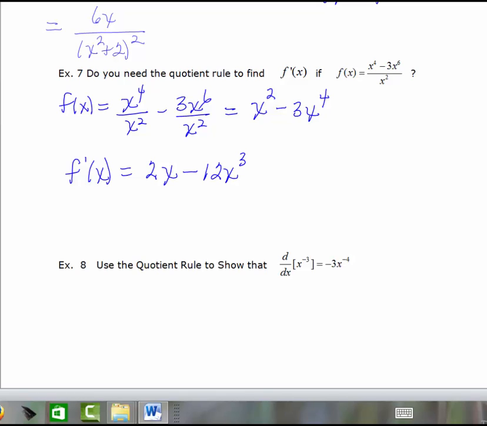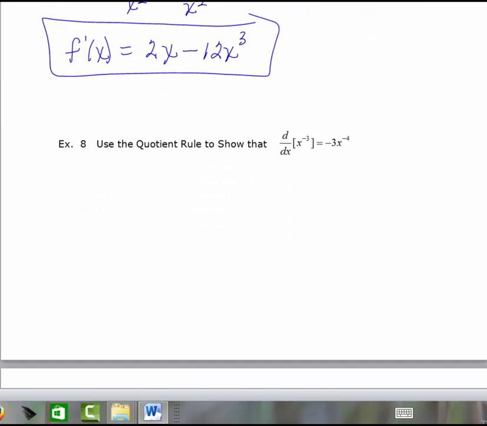So in this case, we didn't have to use the quotient rule. Just like in the prior videos, where if we had a factored polynomial, we could distribute, multiply it out, and use the sum rules instead of using the product rule. Okay. All right, let's look at example 8.